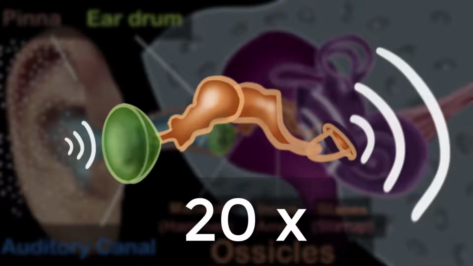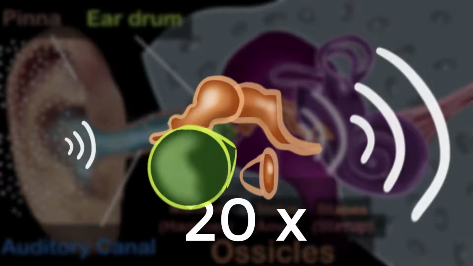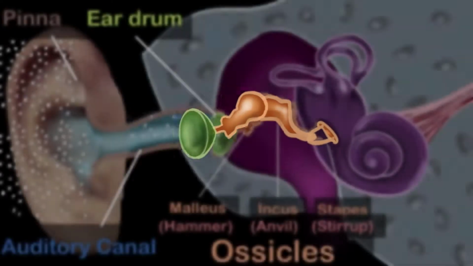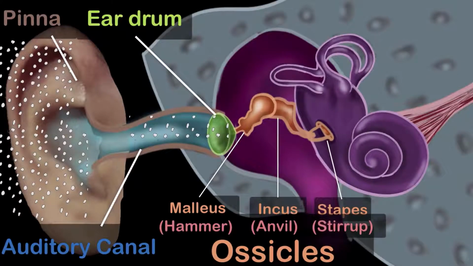Well, just take a look at the base of the stapes. It has such a small area compared to that of the eardrum. So when the force gets transmitted from the eardrum to the stapes, it gets concentrated in a very tiny area. And you might know when you concentrate force in a very tiny area, you increase its pressure. And that brings us to the inner ear.